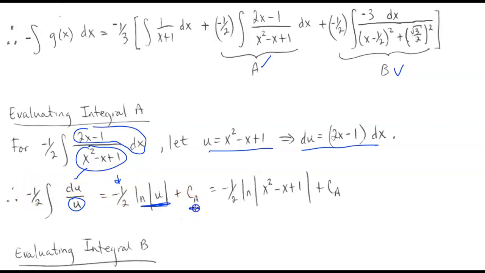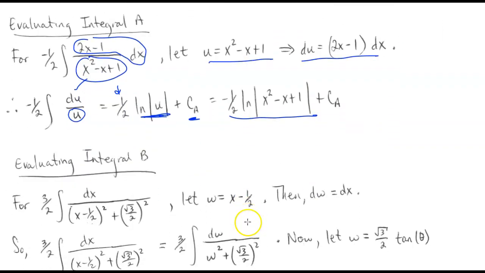And I've labeled this integration constant c sub a just because it is the integration constant that comes from evaluating the integral a. And that's my way of trying to keep up with all the stuff that we're going to have to do here. So we see that for this situation here, our integral a just ends up being a negative 1/2 natural log of the quadratic factor that we ended up with.